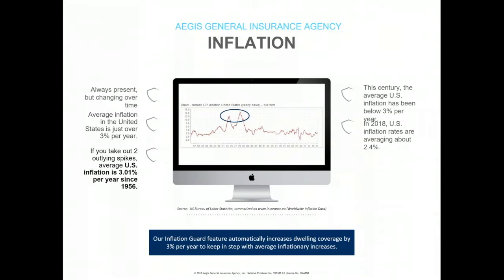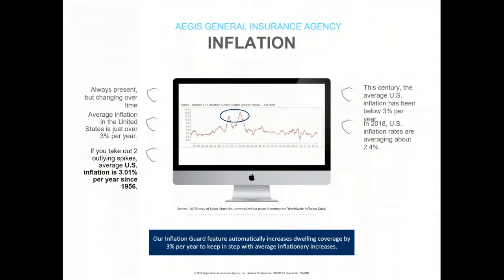And the graph that you see in the middle of the screen in front of you shows you the average U.S. inflation rate per year going all the way back to 1956. If you average all of that out, it's about 3%, just a hair over 3% since 1956. In fact, if you take out the two abnormally high spikes in the 70s, and I think the second one was around 1981, the average inflation rate all the way back to 1956 is 3.01%.